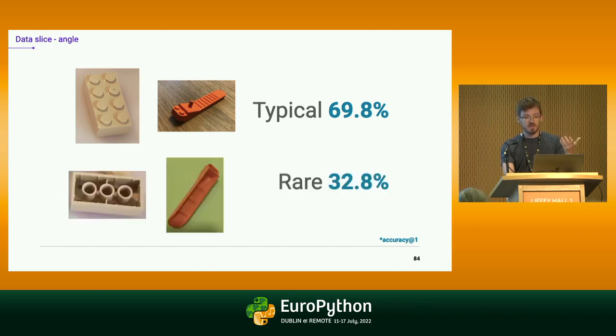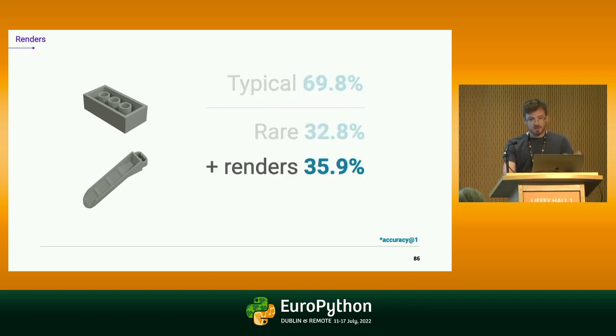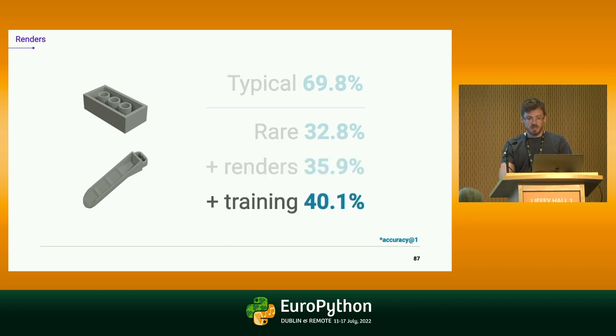Another idea, let's look at the angle where we are taking the photograph of the part. This might be a typical angle or some atypical angle, like from the bottom. Obviously, the product photos won't have these atypical rare angles, so the model doesn't learn them. But we can use renders here, because we can render parts from any direction. And if we add those renders to the index, it helps the model. And if we put them also in training, it still significantly helps.